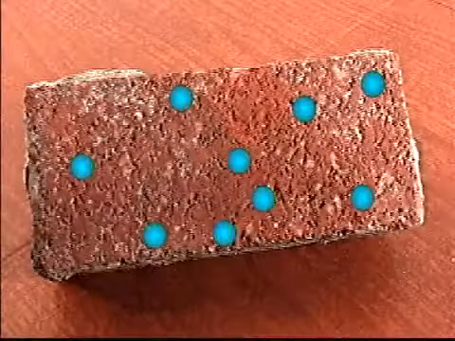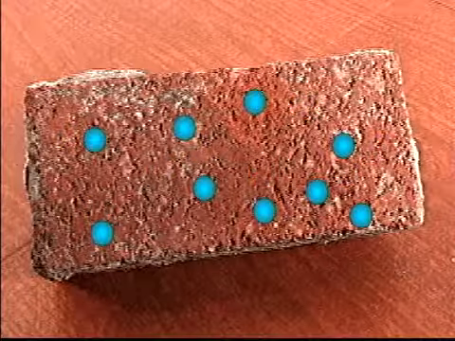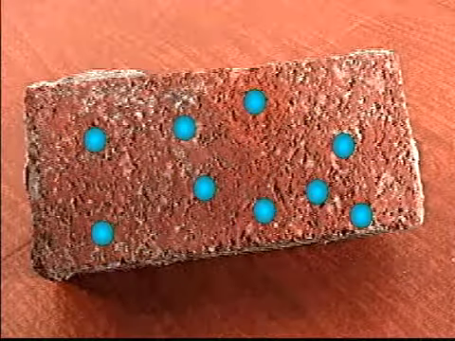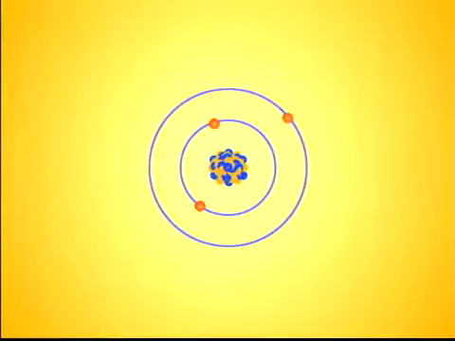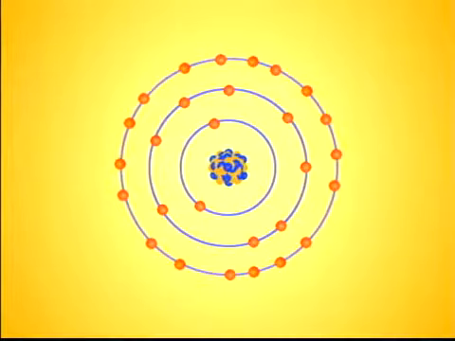All matter is composed of atoms. But did you know that atoms are composed of many smaller types of particles, one of which is called an electron? The red dots orbiting the nucleus are electrons. Electrons carry an electric charge.